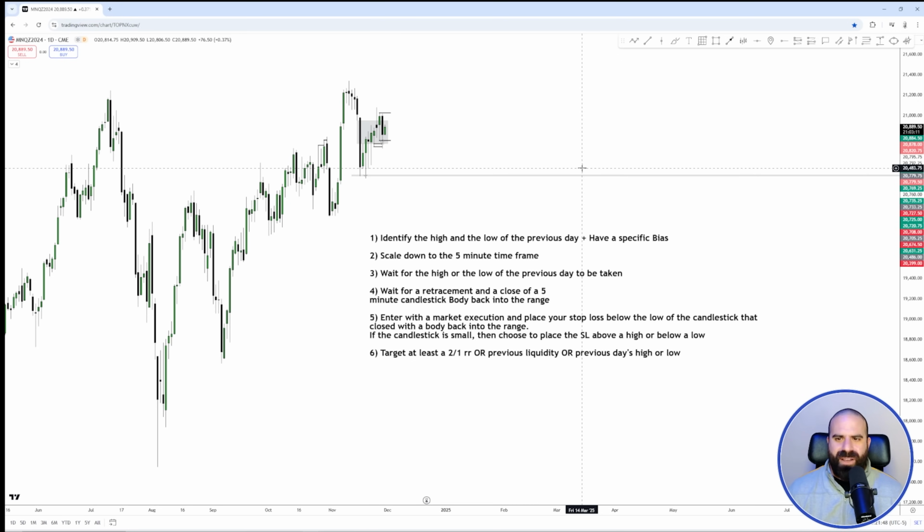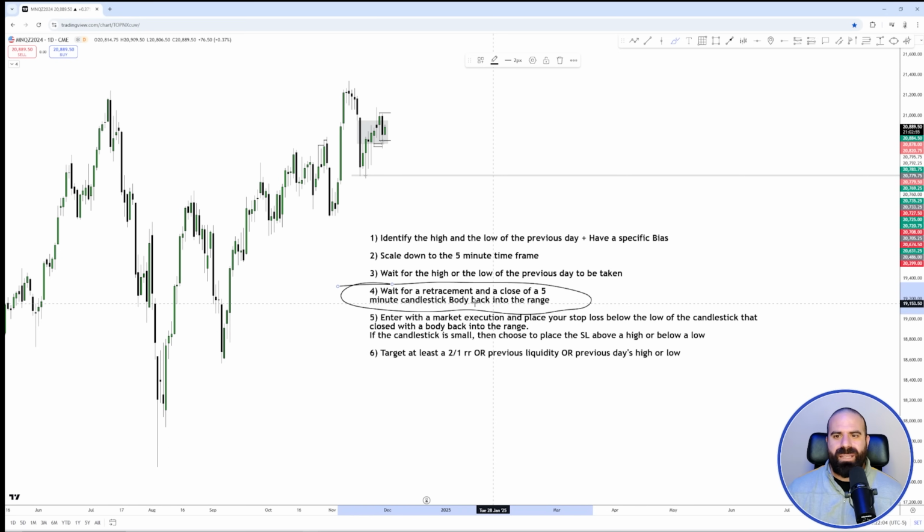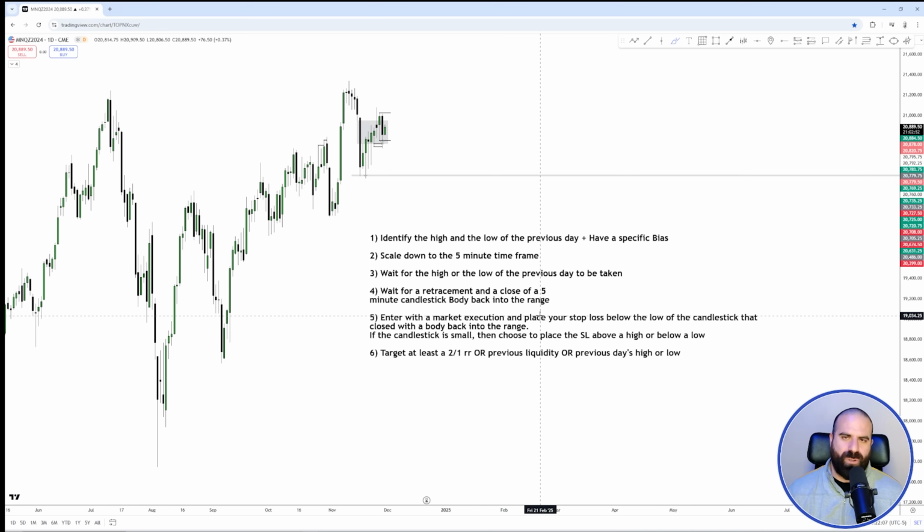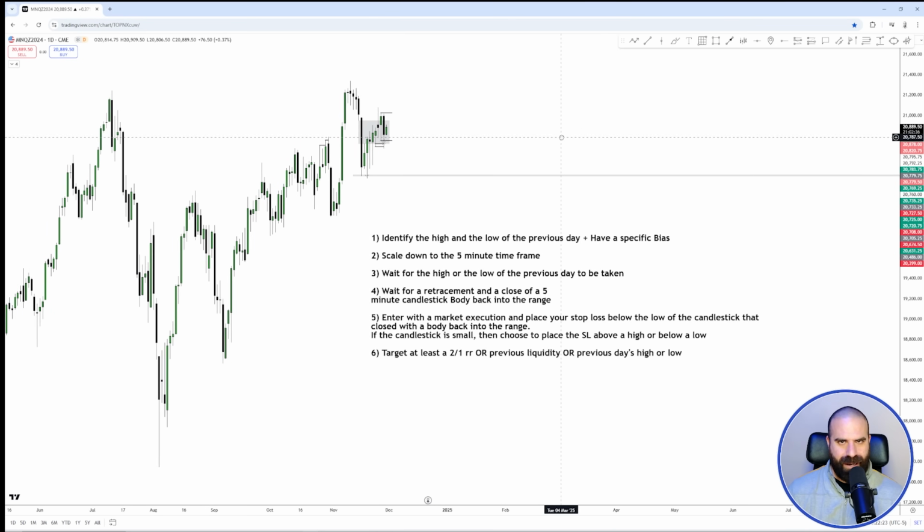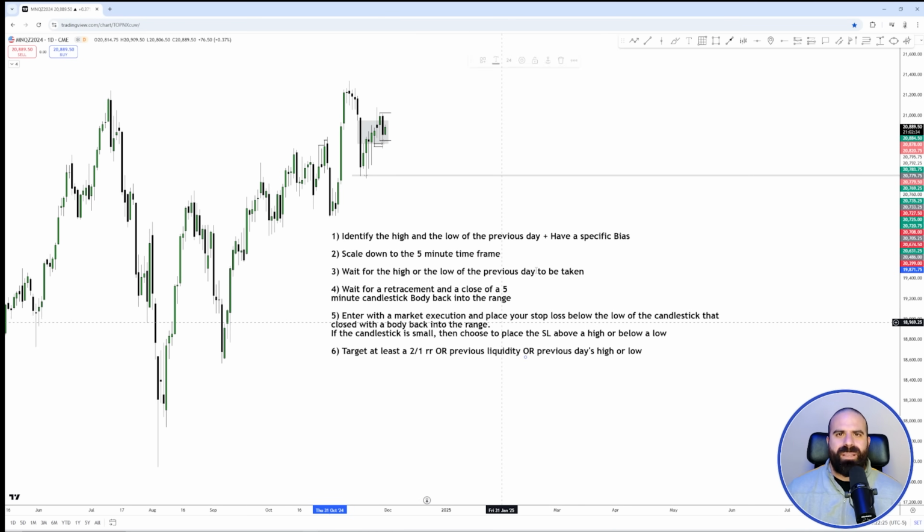Then you scale down to the 5-minute time frame. Okay, you readjust your highest and lowest point. Wait for the high or the low of the previous day to be taken, or according to your bias only, as we said. Wait for a retracement and the close of a 5-minute candlestick's body back into the range. Enter with the market execution, and we showed a couple of ways to manage your stop loss according to the specific conditions of the market. And then, guys, target at least a 2-1 or other points of liquidity or however you have adjusted the strategy. And this fifth point is very important.